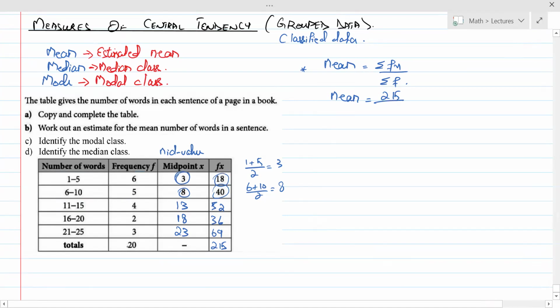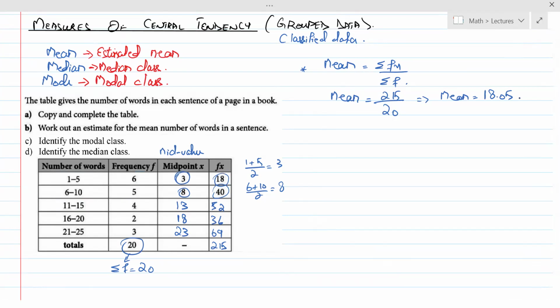Summation f is the total of the frequency. This would be summation f for us, the total frequency. So divided by 20. This would give the mean as 215 divided by 20, which is 18.05. So this is how we calculate the estimated mean in case of group data.